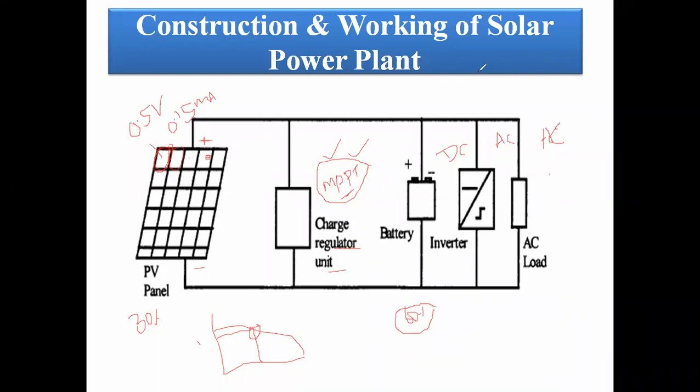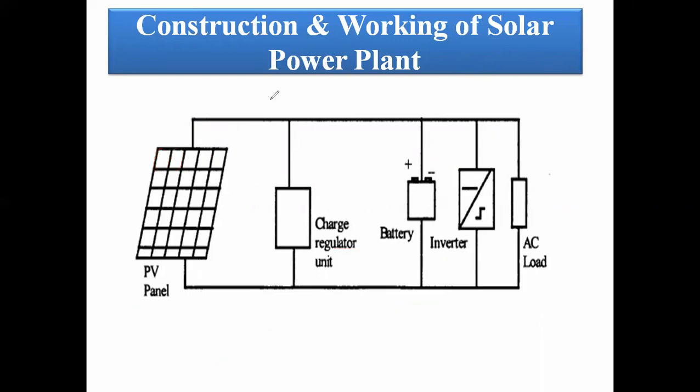Again, solar power generation consists of two methods. One is the on-grid system, and another one is the off-grid system. In the on-grid system, without a battery, we can directly connect it into the grid.